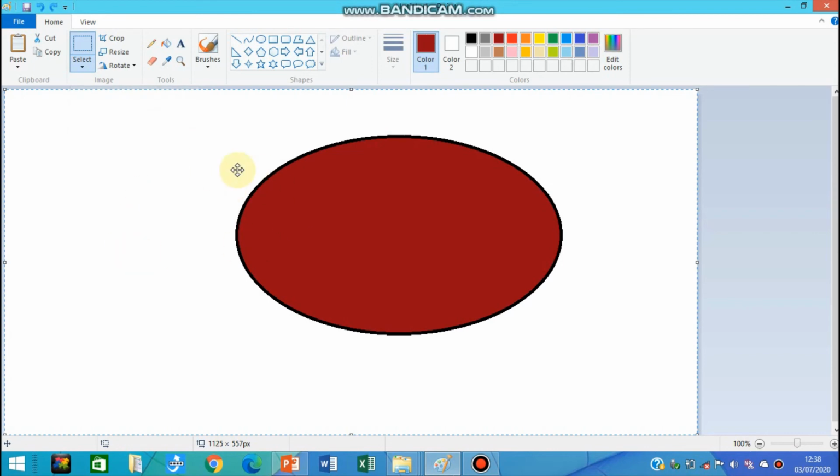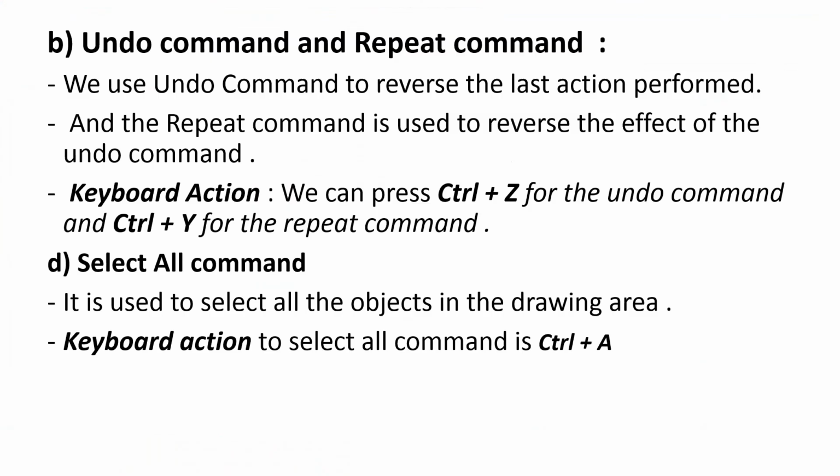So we are done with the commands of the edit menu. First is cut, second is copy, third is paste, fourth is undo command, fifth is repeat command, and one more command we have seen, that is select all command. Now undo command is used to reverse the last action performed, and repeat command is used to reverse the effect of the undo command.